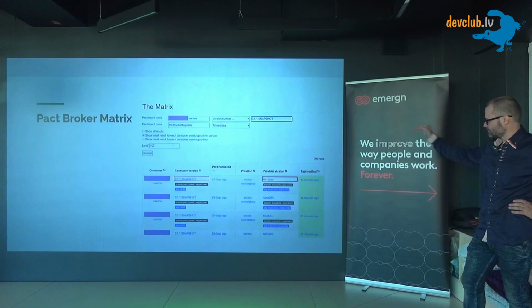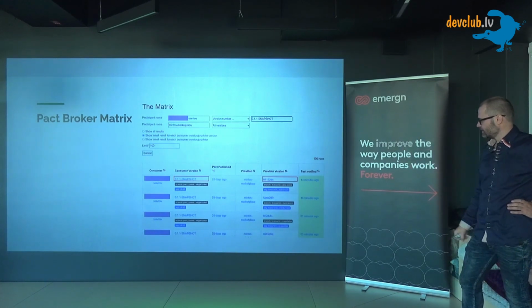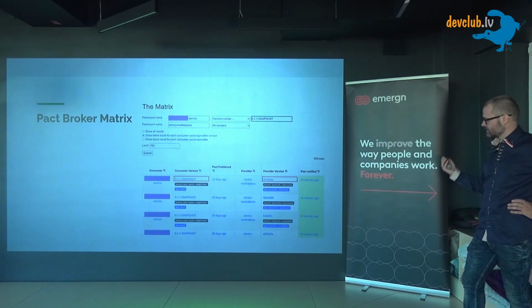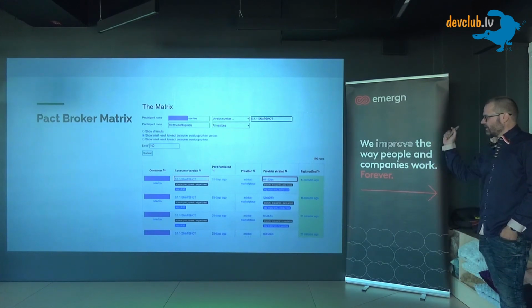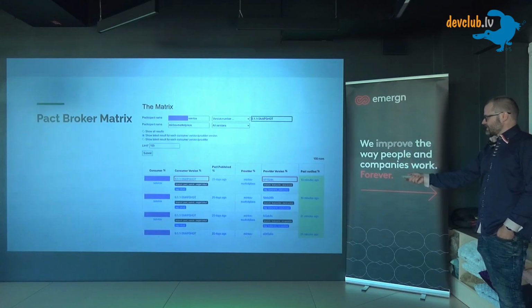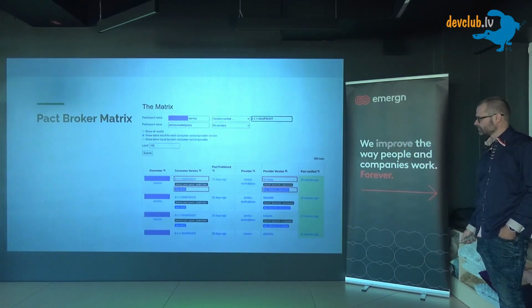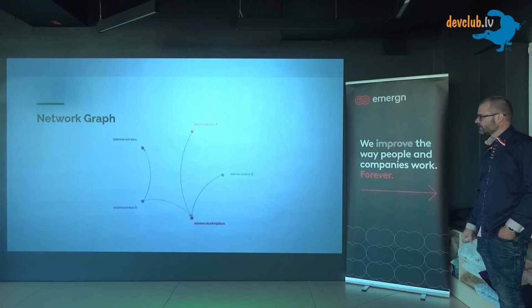As you can see, our provider versions are coming in constantly, like every 5 minutes, because we run these contract tests on every CI process that's been merged in a master branch. And they all are verified against the latest consumer version for this service. And the blue ones, those are the tags. They are important, and I'll explain later.